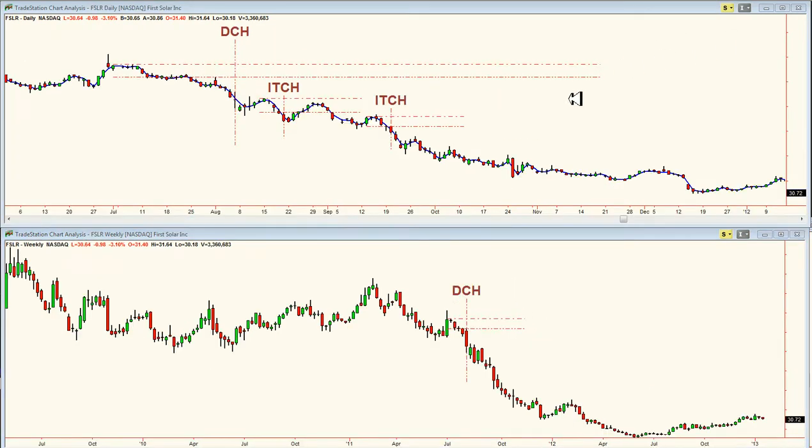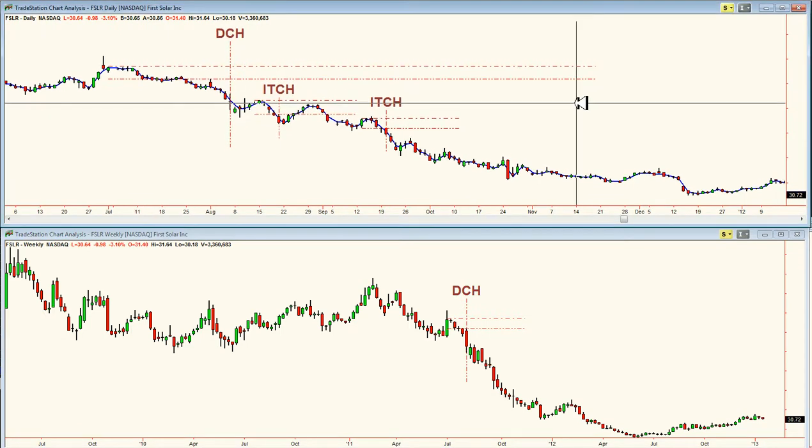And here's another on FSLR, First Solar. Again, a DCH on the weekly chart, which indicated a continuation of the previous trend. We had a pullback, continuation, DCH. DCH fired on the daily chart. And then we have reversal trades that fired on the daily chart to go along with the weekly, giving us again a good high possibility bearish trade.